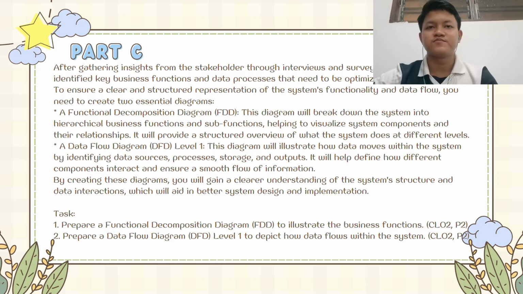For the last part is part C. After gathering insight from the stakeholders through interviews and survey responses, you have identified key business functions and data processes that need to be optimized in the new system. To ensure a clear and structured representation of the system's functionality and data flow, you need to create two essential diagrams.